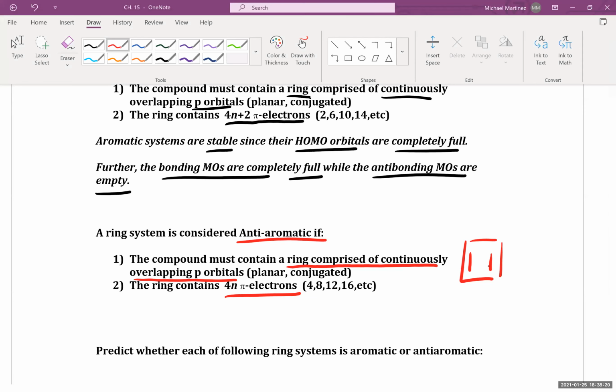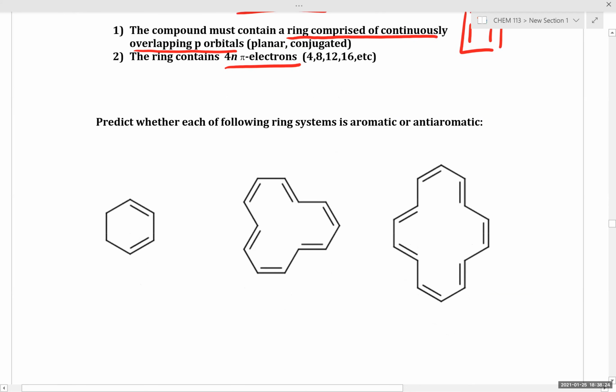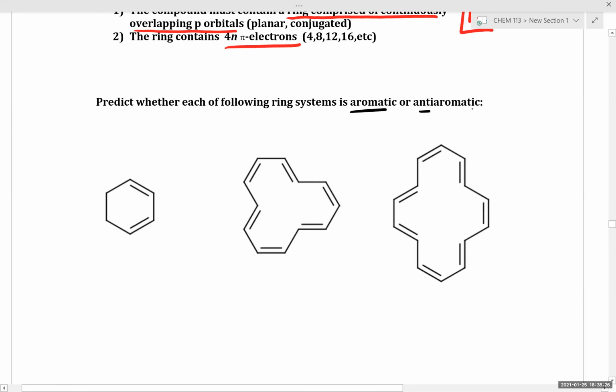So let's apply what we've learned, and let's look at whether the following ring systems are aromatic or anti-aromatic. So we have A, B, and C. I'd like you to tell me whether they're aromatic, anti-aromatic, or none of the above. So let's take about 3 to 4 minutes to work on this.